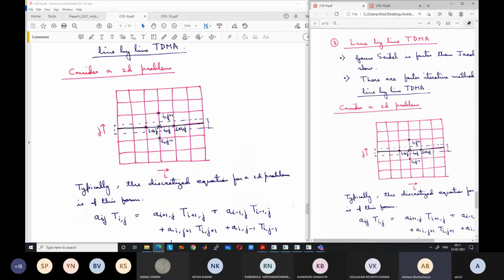So these east, west, north, south notations are very much used in CFD, as we will see later in the finite volume method. We use the notations east, west, north, south instead of i, j. Okay.